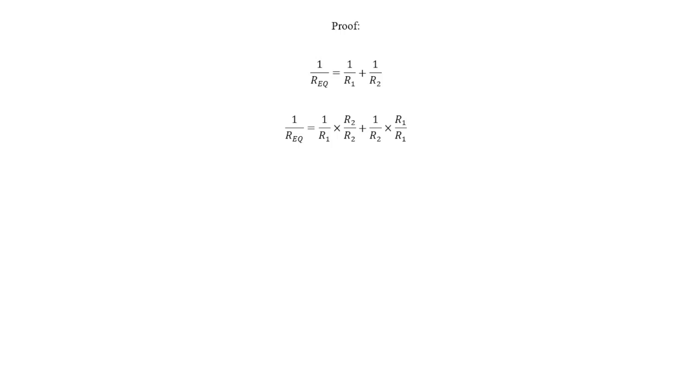Now we can simplify these two terms on the right by adding them together, and this will get us R1 plus R2 over R1 times R2. Okay, so from here, what we're going to do is cross multiply the terms Req and R1 plus R2, and then cross multiply 1 times R1 times R2. And this is going to get us this right here. So here we have Req times (R1 plus R2), and then we have that equal to R1 times R2.